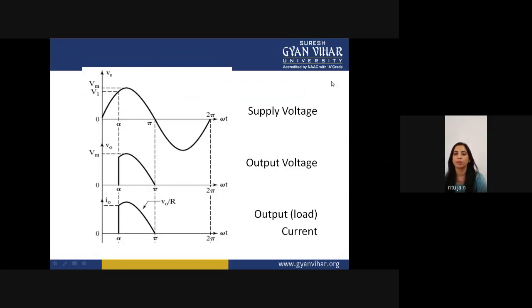From the diagram, this is your input voltage, the positive half cycle from 0 to pi. If you are using one SCR, because the SCR is a unidirectional device, current flows in the SCR from anode to cathode. So for the positive half cycle, only one SCR will work, and you can see this point alpha.